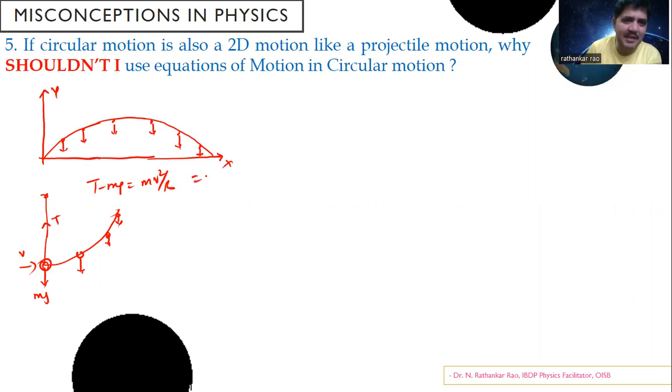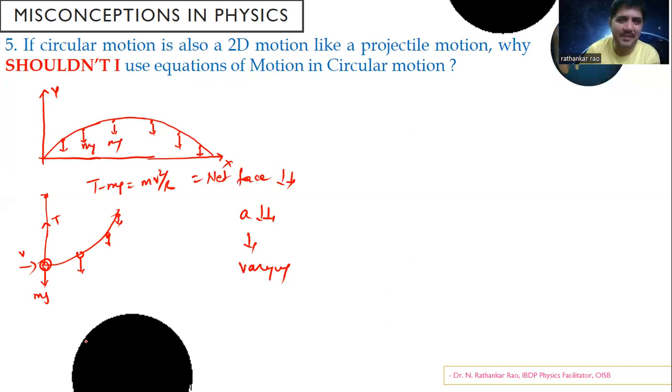What is this T minus mg? It is nothing but the net force. Net force keeps on reducing. Now here what's happening? Your net force is always mg, but here net force is reducing. When the net force is reducing, your acceleration also reduces. When your acceleration is reducing, then automatically acceleration is varying. Can you use equations of motion here?